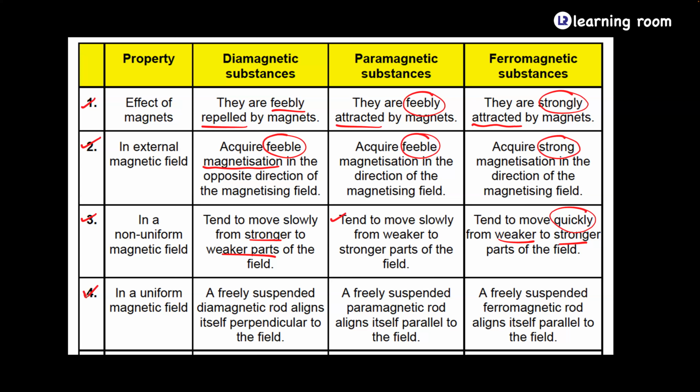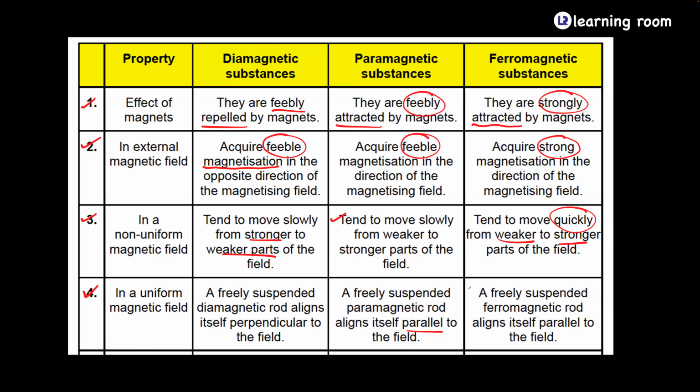What happens to a paramagnetic substance? If you suspend a paramagnetic substance, it will slowly align itself parallel to the field. Here I can use the word parallel, whereas when you use non-uniform, don't use the word parallel because the field lines themselves are curved. When you talk about uniform, the field lines are straight lines, hence you can define an angle between them. But when they ask a question on a non-uniform magnetic field, don't mention parallel, use the words weaker and stronger. Am I clear with that?